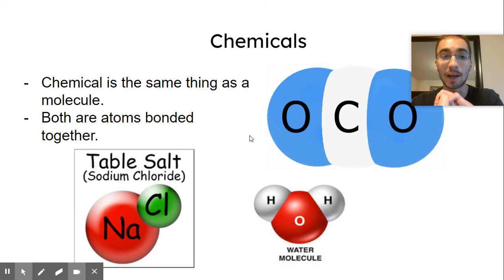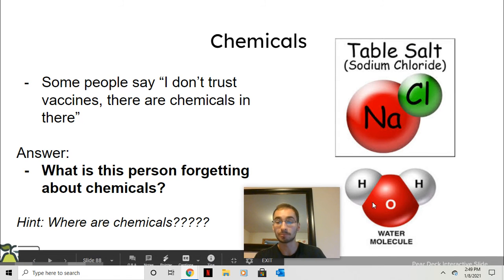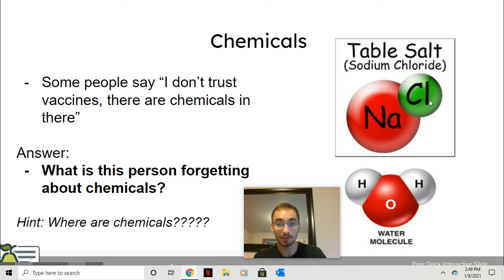Next, chemicals. A chemical is the same thing as a molecule. It's just atoms bonded together. That's what a chemical is. That's what a molecule is. Now, you've heard a lot about chemicals probably. I want you guys to think about this. Some people say, I don't trust vaccines. There are chemicals in there. I want you to think, what is this person forgetting about chemicals? Hint, where are chemicals? Like water is a chemical, salt is a chemical, oxygen gas is a chemical.